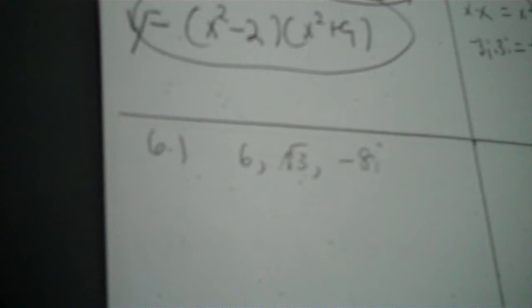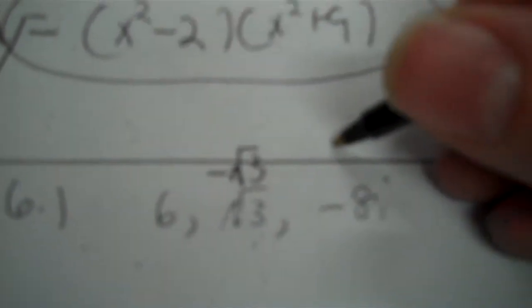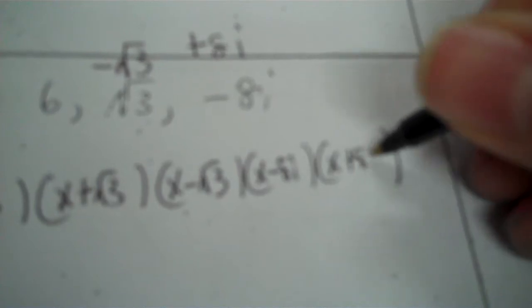Okay. Now I could make you multiply those out, but I'm not going to. Number 6, you got 6, square root of radical 3, so you'd have negative radical 3. Those come in pairs. Negative 8i, and then an assumed positive 8i. Okay, so that's 5 parentheses I need to start with. I'm not going to end up with 5, but so x minus 6, x plus the square root of 3, and then x minus the square root of 3. x minus 8i and x plus 8i.